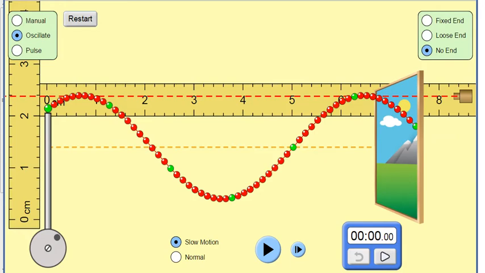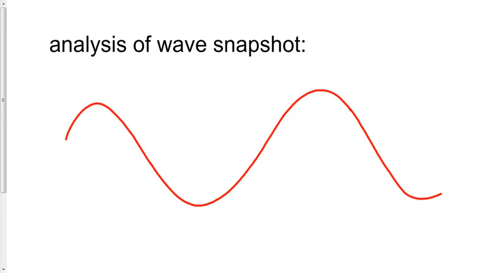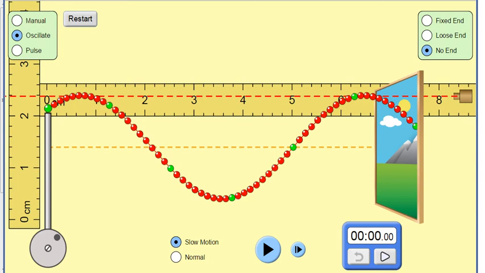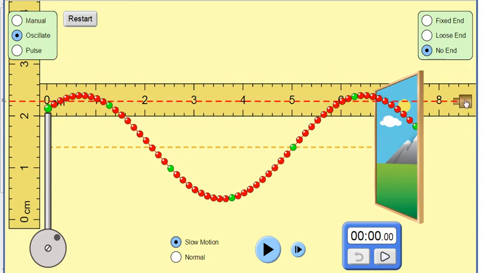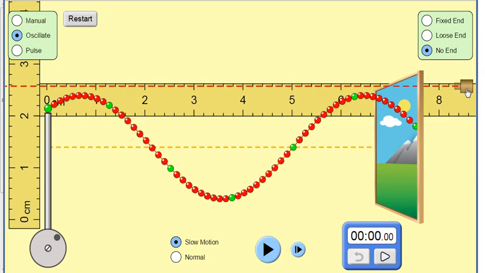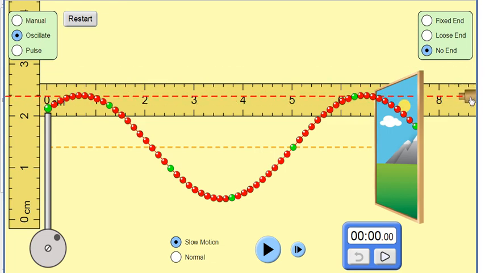Now you'll notice over here, this has got some dotted lines on it. There's one orange dotted line which is really useful. That's a dotted line that goes through the middle of the wave. That's where the rope was before it started being jiggled. And also, there's another dotted line that I can move here, this red one. This one is for helping us to measure the height or the amplitude of the wave.